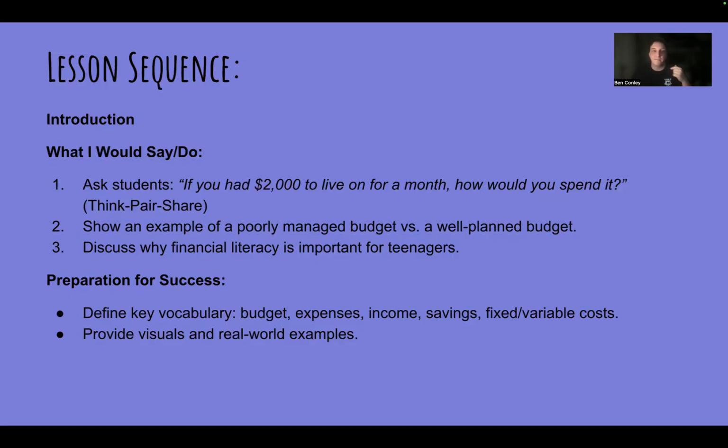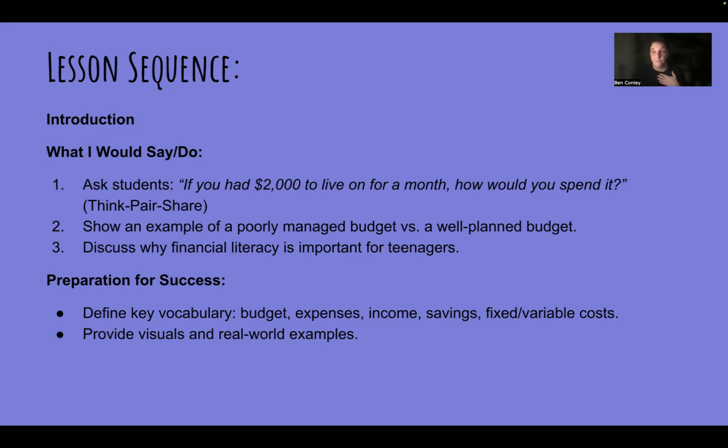So the sequence of the lesson, here's the introduction and what I would say and what I would do. Open by asking the students, if you had $2,000 to live on for a month, how would you spend it? And that would be a think, pair, share kind of discussion. So I ask that question, they write their own ideas, they discuss it with their table mates, and then they move on to share it as a class. Another thing you can do is to show an example of a poorly managed budget versus a well-planned budget. And in this way, you could use a real-life example.